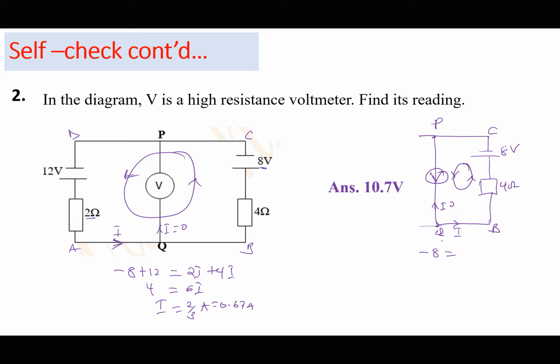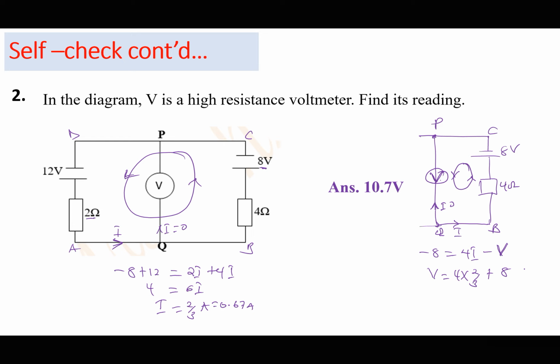Then the PDs, Q to B, there is no resistor. B to C, the loop is in the same direction as the current, so this is going to be 4 times I. C to P, there is no resistor. P to Q is in the opposite direction to the one I've chosen if there was to be a current through the voltmeter, so this would be -V. The PD will be -V. So I want to make V the subject. So V is going to be 4 times the current, which is 2/3, plus 8.